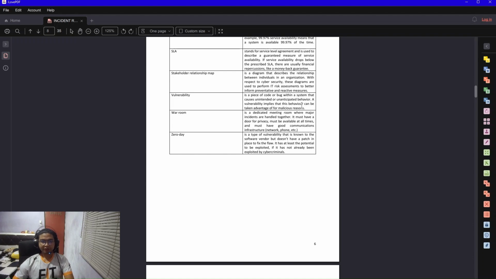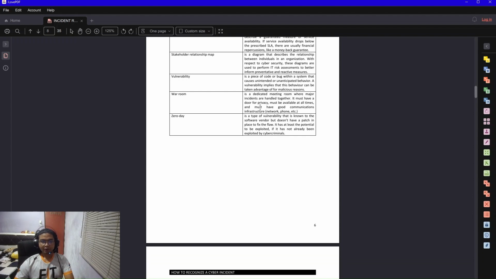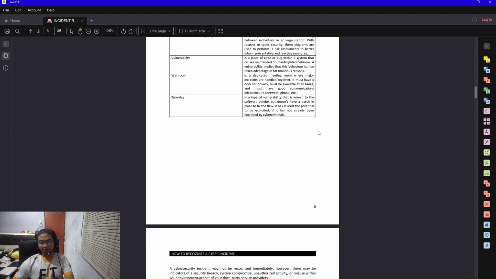Vulnerability is a piece of code or bug within a system that causes intended or unanticipated behavior. A war room is a dedicated meeting room that will be used when a major incident happens. Zero day is a type of vulnerability that is known to the software vendors but doesn't have a patch in place to fix the flaw.